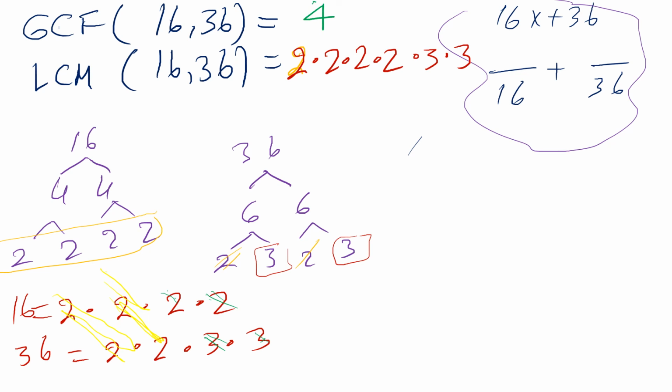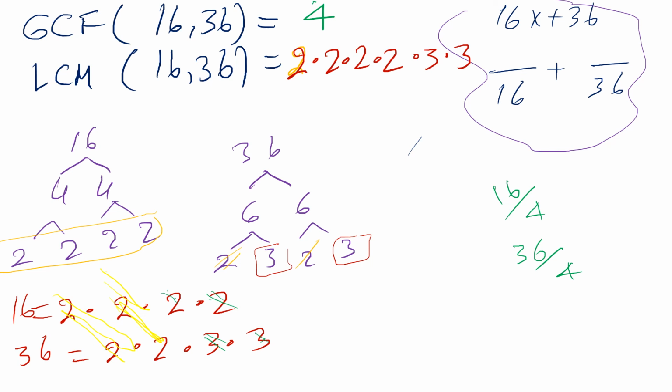All right, so if I was trying to do 16x plus 36 to factor, I can factor a 4 out of 16 and 4 out of 36, because based on definition, that's the highest I can divide these two numbers by. Right? And that's shown in the other video.